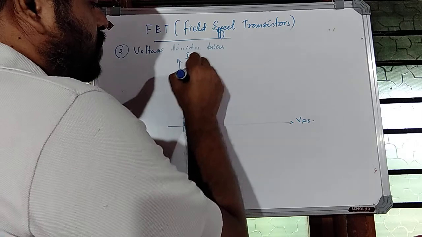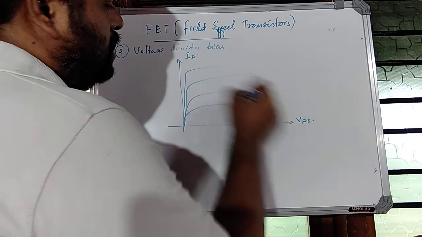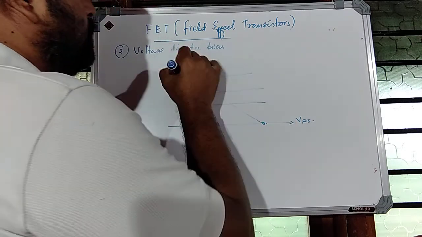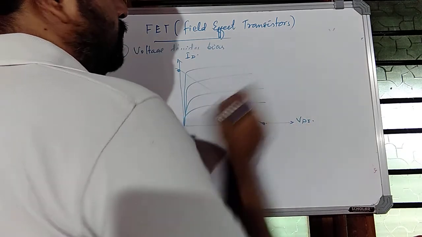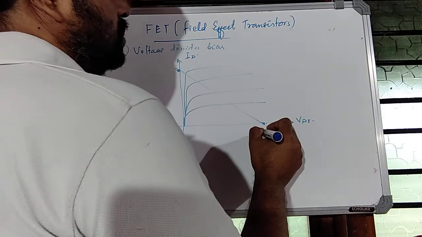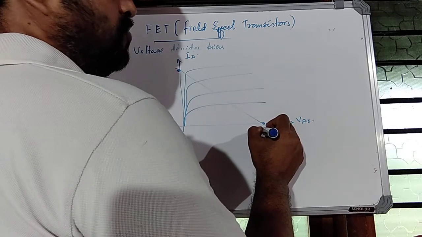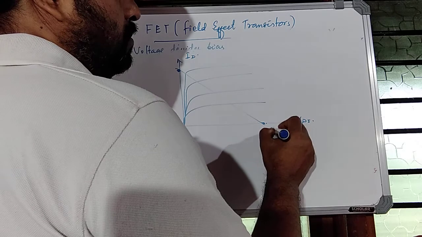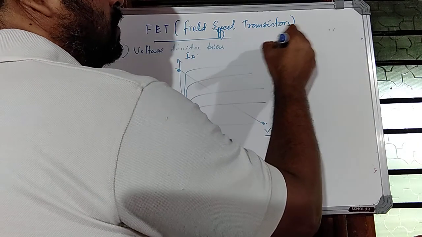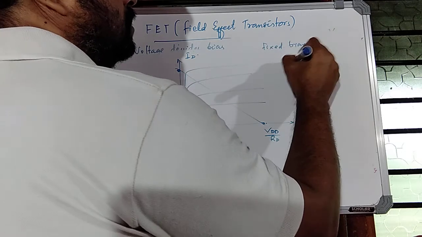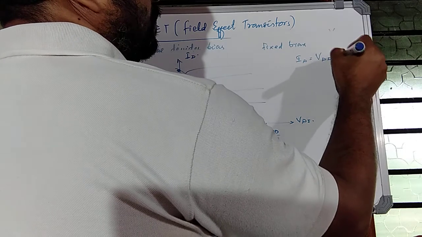Now for different values of VGS, we'll get characteristics like this. Okay. So this is the equation. As a general case, when VDS becomes 0, we'll get the ID value. ID value will be VDD by RD. First case, in fixed bias case, VDS is equal to VDD minus ID RD.